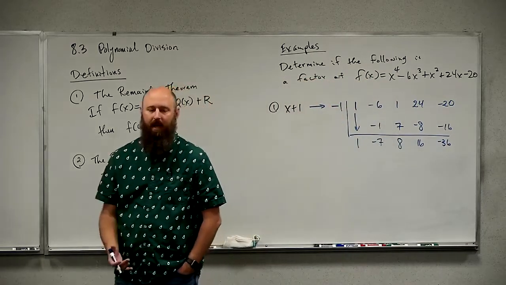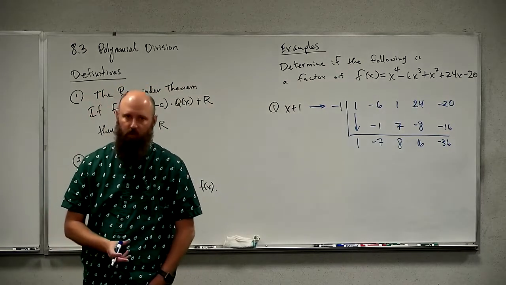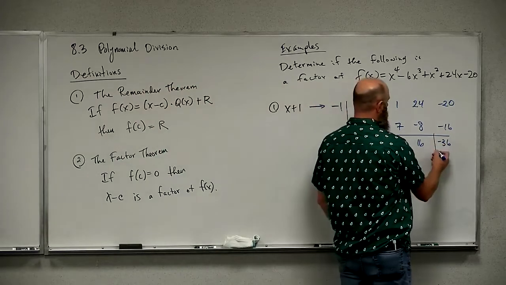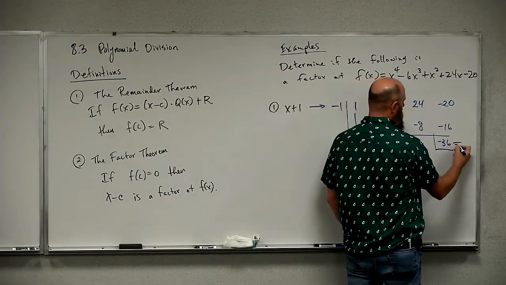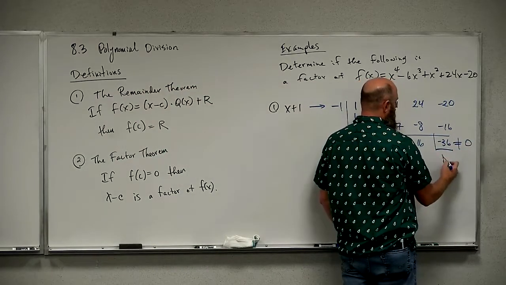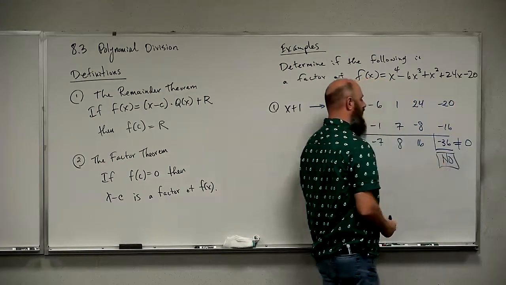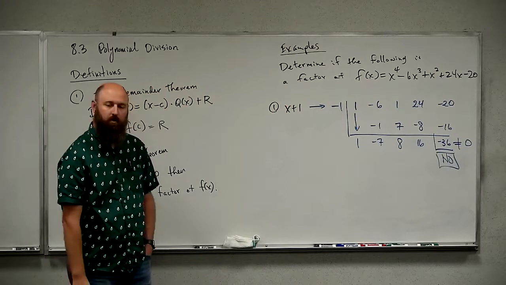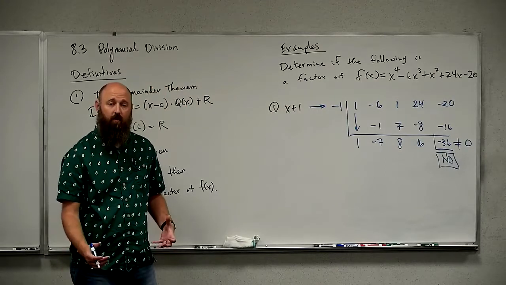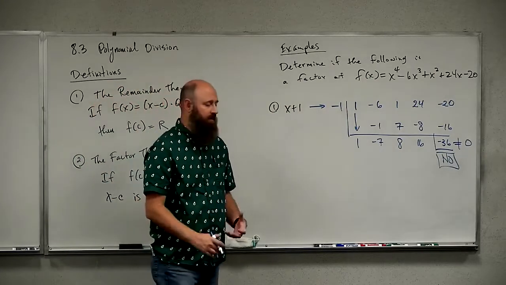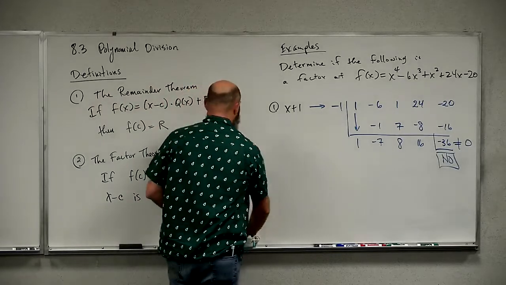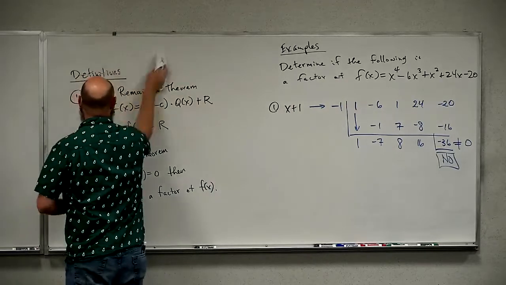Now we need that remainder to be 0. Our last one is always our remainder here. So we look at this last piece, that's my remainder. That does not equal 0. So no, this is not a factor of that equation. Okay, so that's what we're looking for, to be able to tell if something's a factor or not. All right, let's erase here.